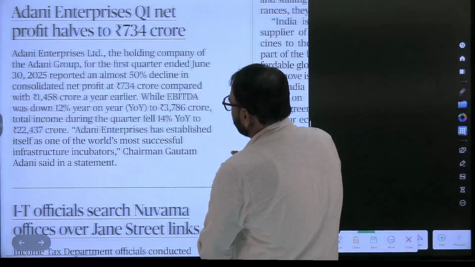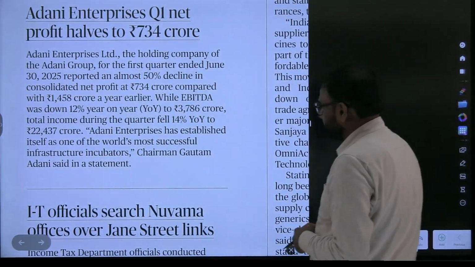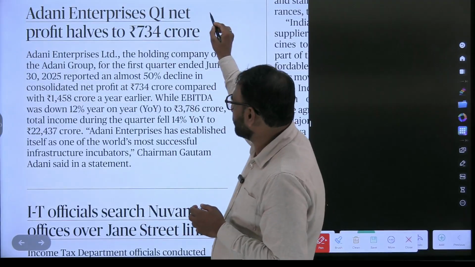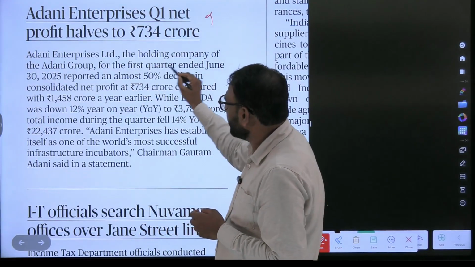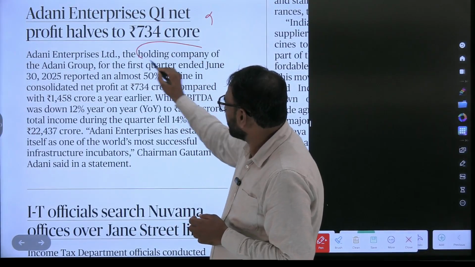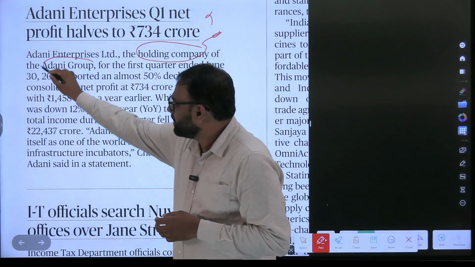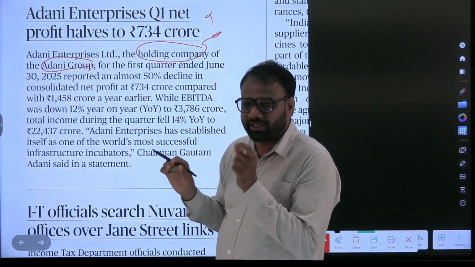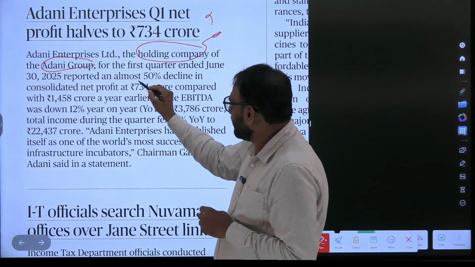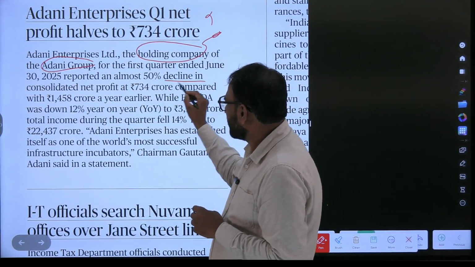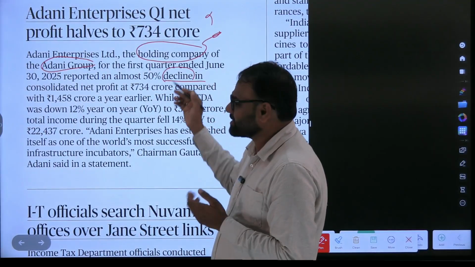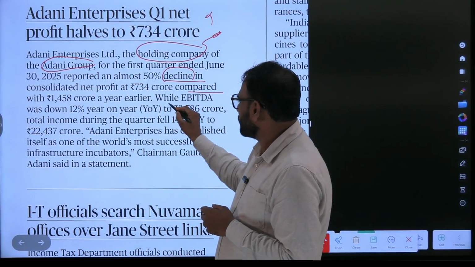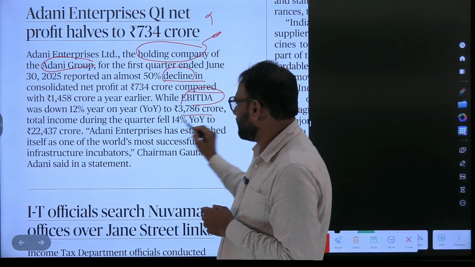Next, Adani Enterprises. Again, a private company. Not that much important, but we shall look into it. Holding company. So here, what is the holding company of Adani Group? Later on we shall see what is a holding company, what is the meaning of holding company. So that term, holding company, is important. For the first quarter ended, decline, consolidated. So here we need to understand the meaning of the term decline. What is decline? Okay, consolidated net compared. So EBITDA, later on we shall see.